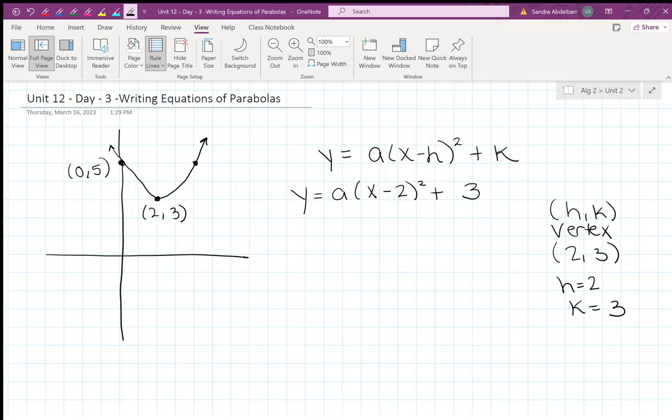Well, I'm going to choose a point that's not the vertex because we've already used the vertex. Do we have another point on this graph? Yeah, so what I'm going to do is sub in 0 for x and sub in 5 for y, and then guess what I'm going to solve for?